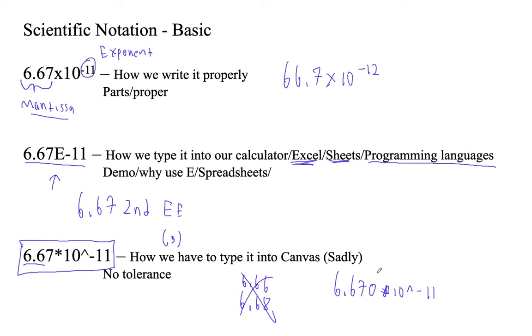And I don't know why they're doing it that way. It just seems stupid. But there's a lot of things about Canvas that I feel are kind of stupid. Okay, so just be warned about it. And all my answers are going to have a mantissa of 3 digits. And anyway, there it is, right?